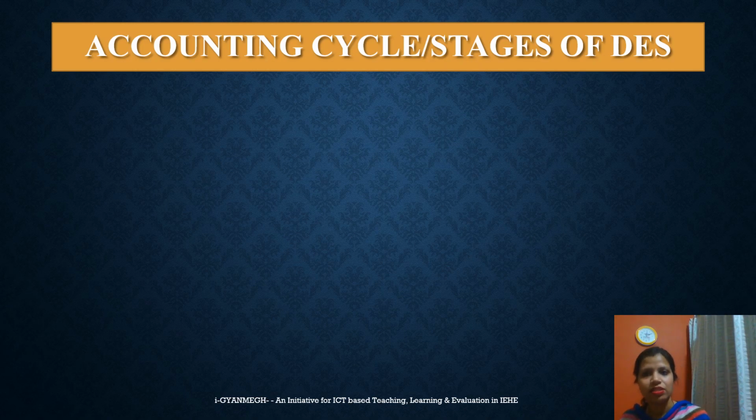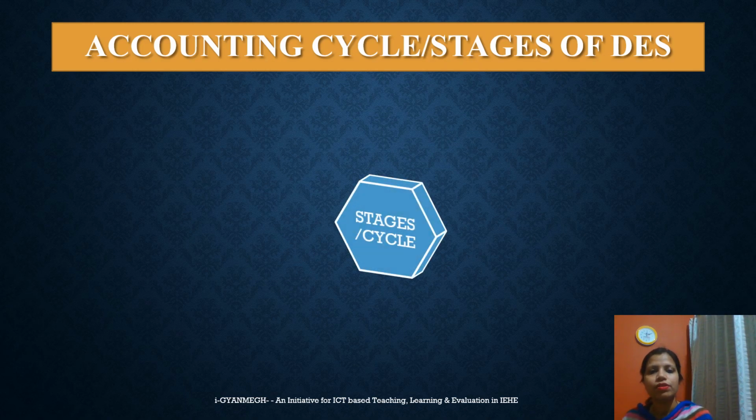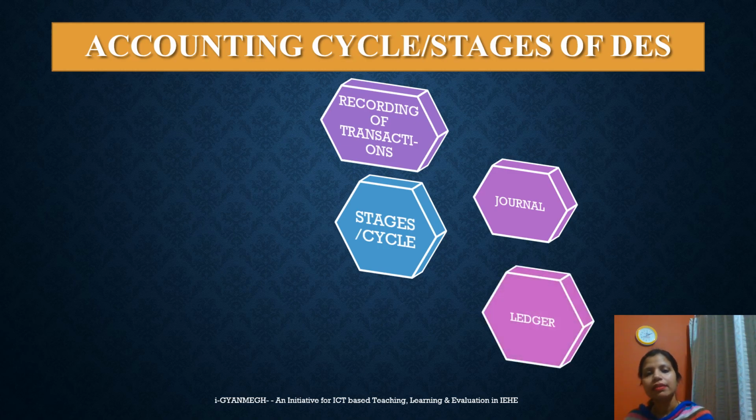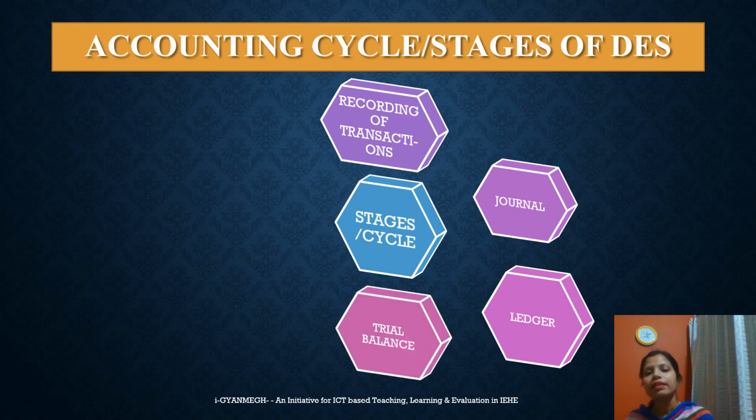Accounting cycle or stages of double entry system. First of all, we are going to record transactions in a rough manner. Then we will transfer these transactions into a journal, where the entries are recorded in a systematic manner. Then from that journal, we will prepare the different types of accounts in ledger, which will come under the category of classification.